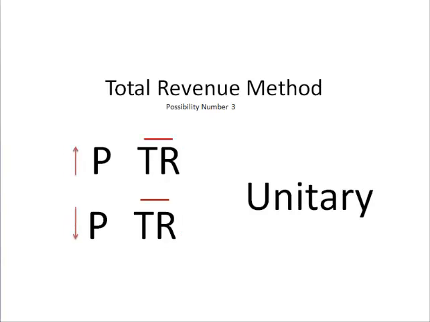Then the third possibility is a business person manipulates the price up and down and it doesn't really make any difference because total revenue stays about the same. And we call that unit elasticity, or unitary elasticity. So that's the total revenue method. 6 different possibilities, but really just 3 groupings, because each one is really one category. So now let's look at the coefficient method.